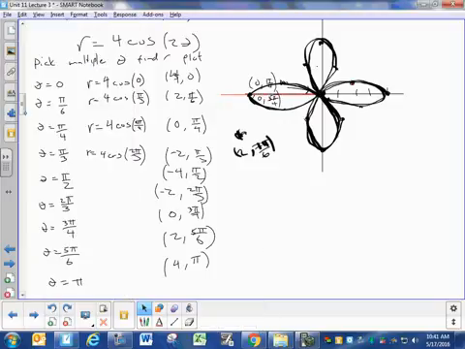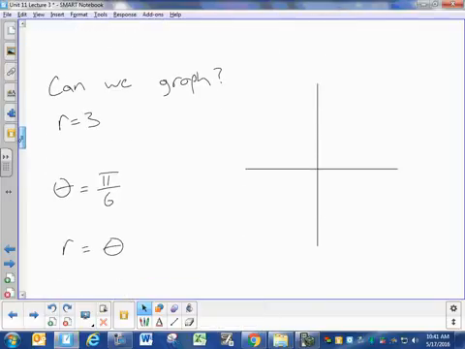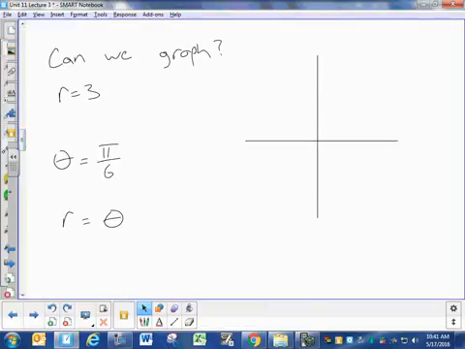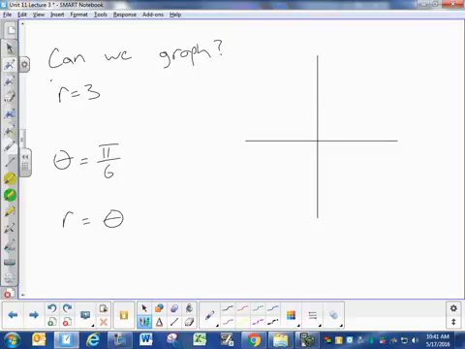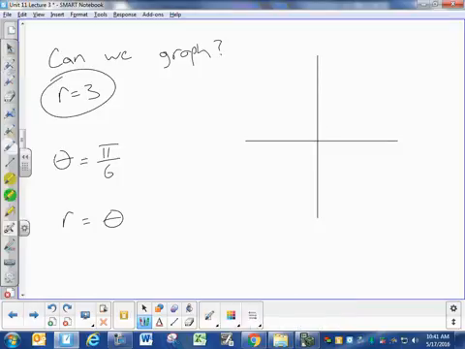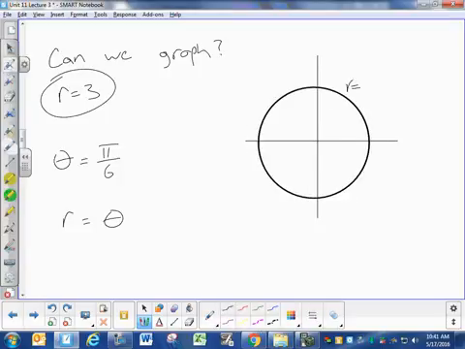Well, go ahead and try to discover some other cool graphs, simple ones like this: r equals 3, theta equals 5 or 6, r equals theta. What would r equals 3 look like? What's that, simply? Yeah, a circle with a radius of 3. So radius 3, circle, boom. That's r equals 3. What would theta equals pi over 6 look like?